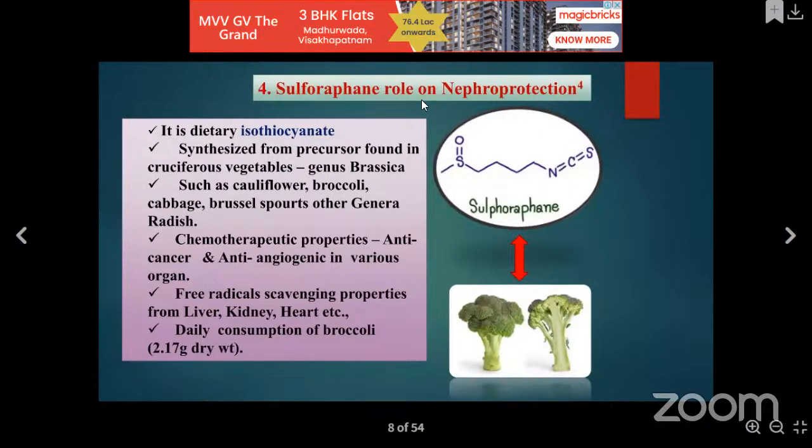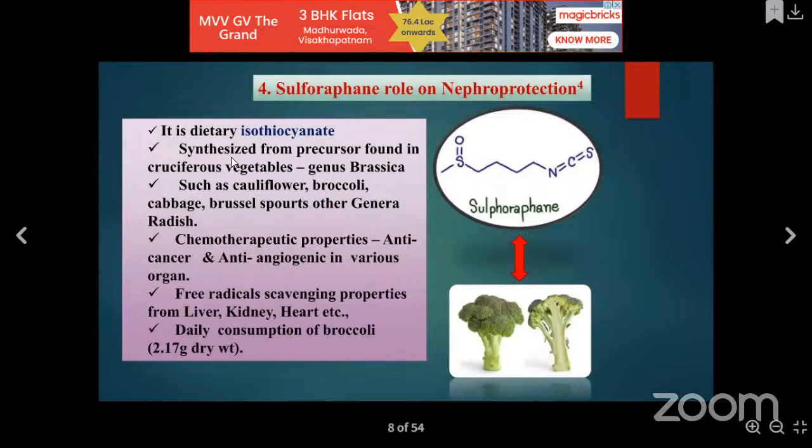So, sulforaphane's role in nephroprotection. Sulforaphane is present in broccoli. It is a dietary isothiocyanate. Okay. And among secondary metabolites, one more thing besides flavonoids, terpenoids, and phenolics: nitrogen containing compounds will be there. So this comes under the nitrogen containing compounds. You can see nitrogen is there. N means nitrogen. Okay.